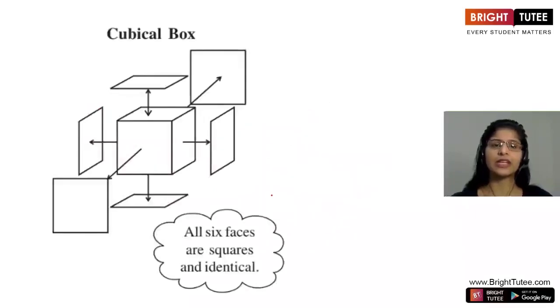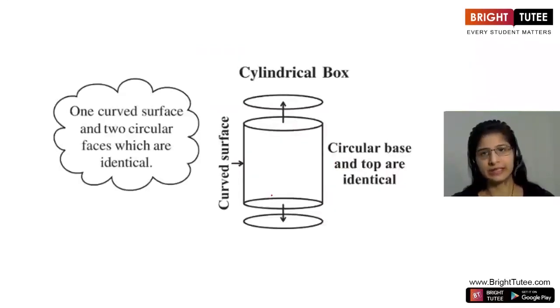Okay, in the cube we will have all the six faces as identical, because in a cube we have all the dimensions as equal, whether it is length, breadth or height. So here all the six faces are going to be of the same measurement, so they are squares. Okay, so how many squares? 6 squares we have.